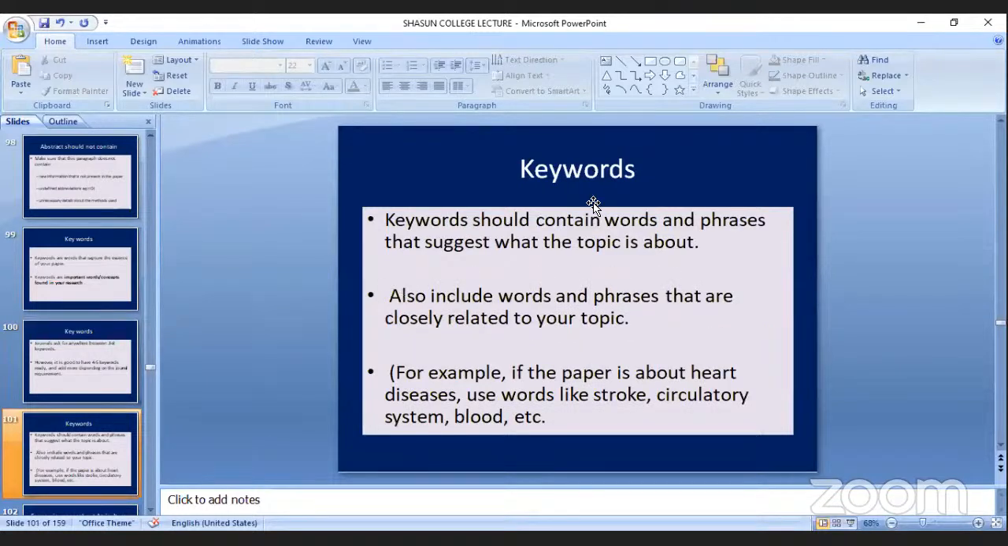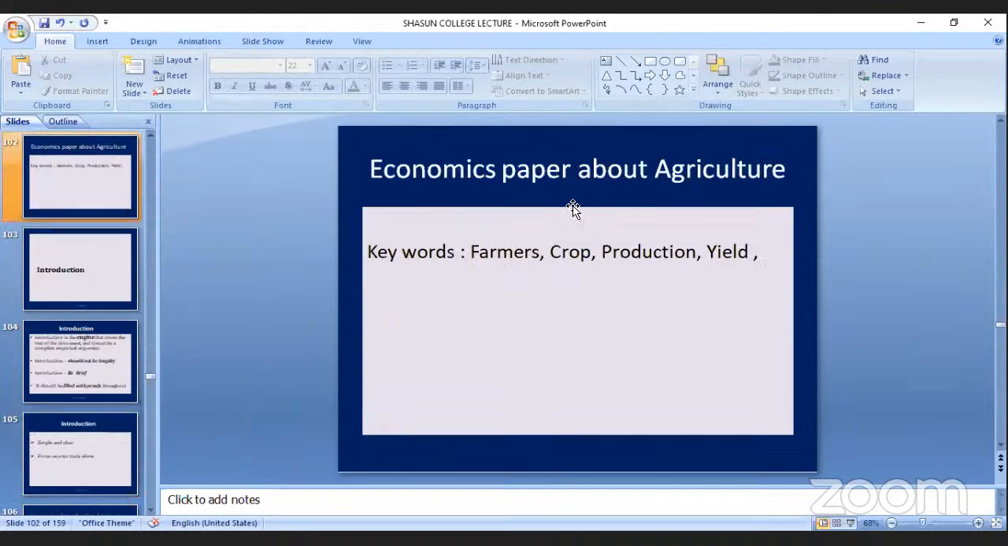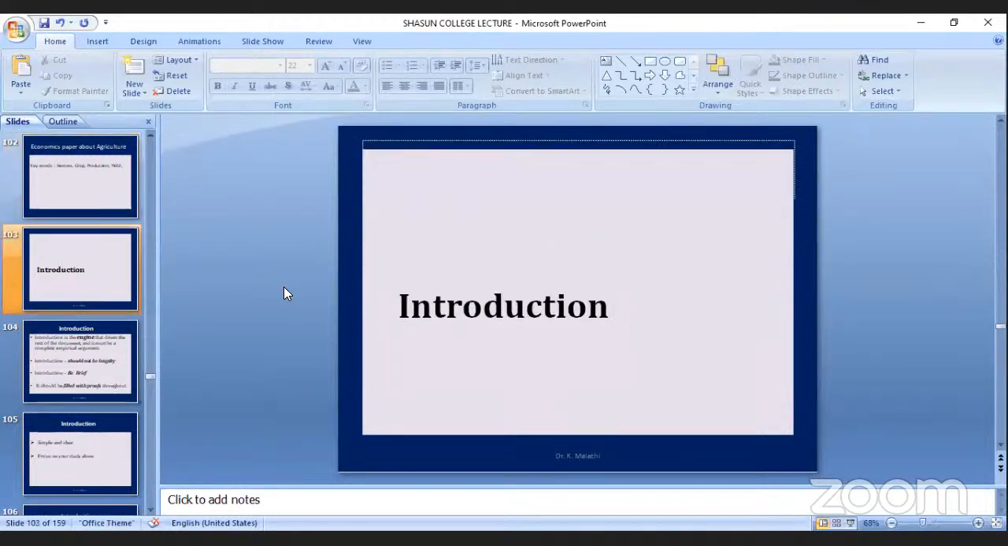So keywords should contain words and phrases that suggest what the topic is all about. Just as an example, if the paper is about heart disease, definitely you have to use words like stroke, circulatory system, blood, etc. This is for science, but say, if it is an economics paper on agriculture, then definitely farmers will come, then crop, then production or yield. All these are your keywords. So that is how you have to find out the keywords and give them exactly.